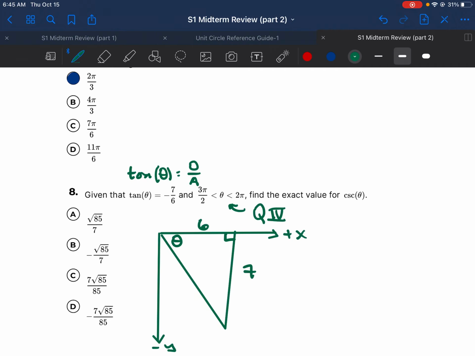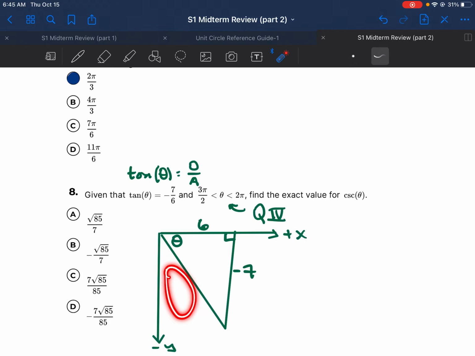But now we need to worry about the signs. One of the important parts about replicating the quadrants is to know what to make positive and what to make negative. So notice that since we are on the positive side of the x-axis, this leg right here will be positive. Since we are on the negative side of the y-axis, this leg will need to be negative. So this is a negative 7.